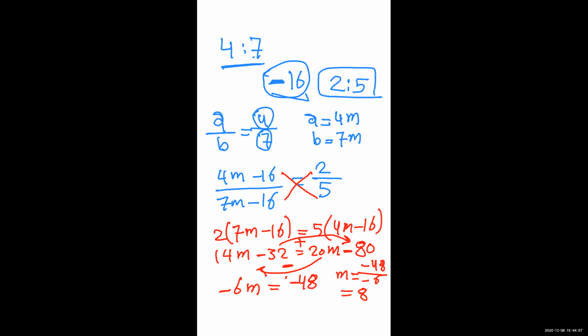Now get the two numbers, substitute with the value of M on the two numbers. Where are the two numbers? These two numbers. A equals 4M, so 4 times 8, 32. B is 7 times 8, 56. So the two numbers are 32 and 56.